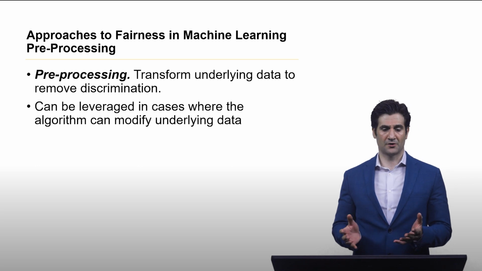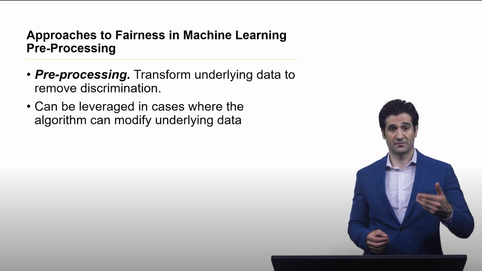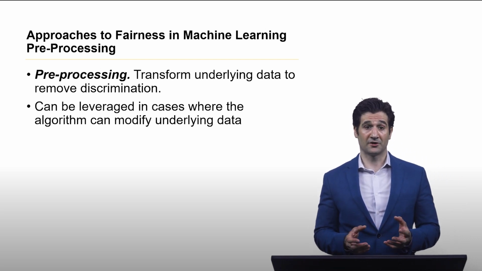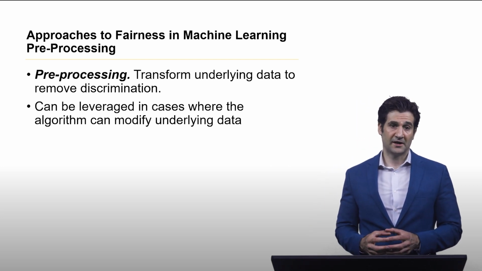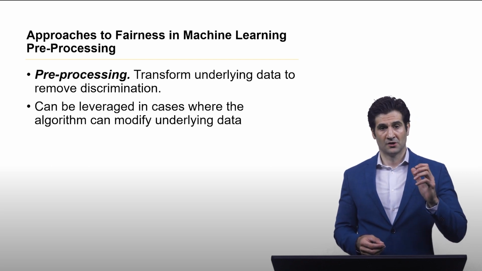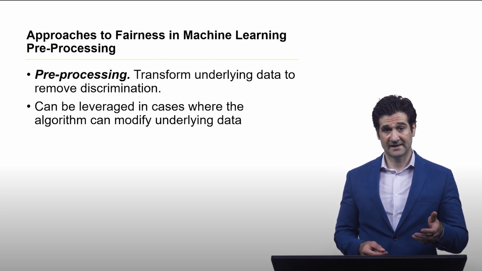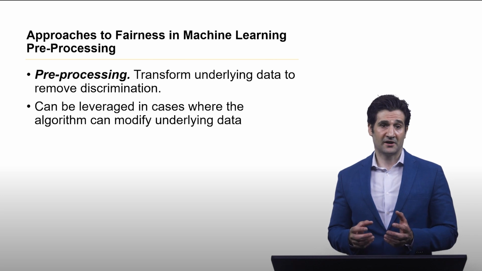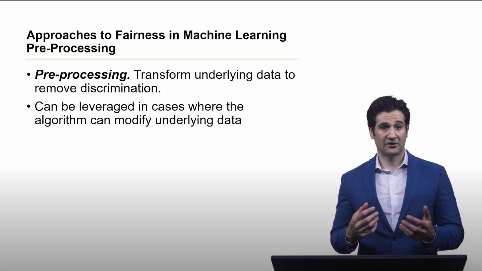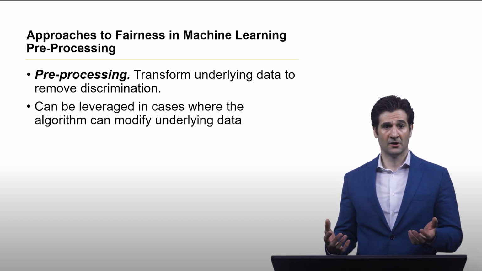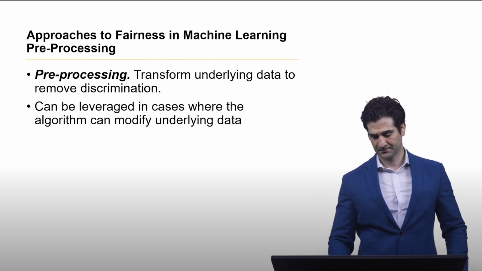Okay, so the first approach is pre-processing, and this deals with transforming the underlying data to remove discrimination. In other lectures, we took a really close look at bias in the data and what could be the possible sources of that. And so in cases where we were actually able to modify that data, pre-processing techniques can allow us to remove that discrimination or that bias. This can include things like rebalancing the data or removing certain features that might be the source of indirect discrimination.